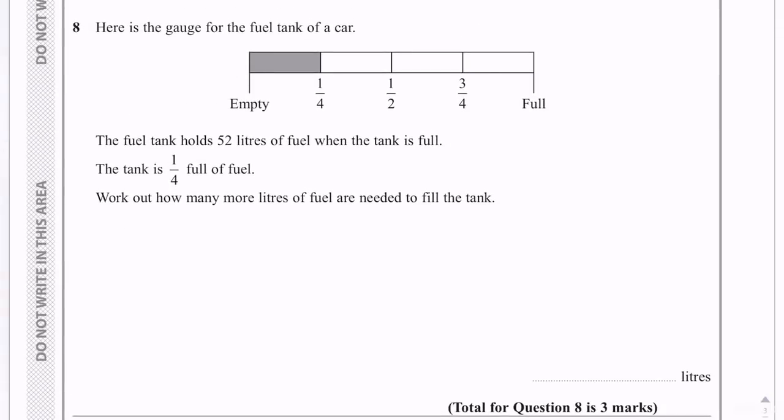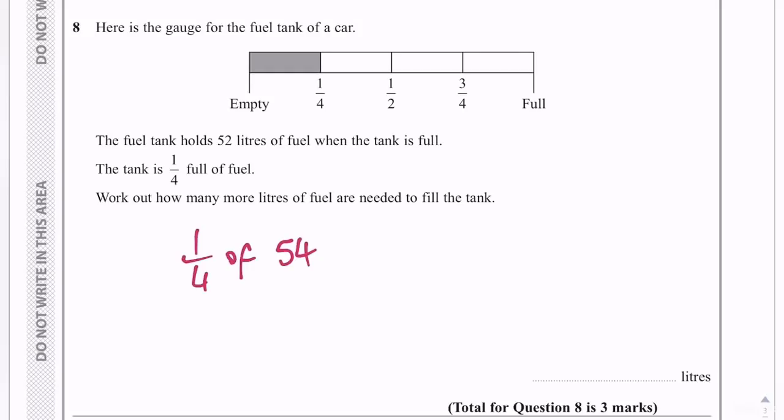We have a fuel tank in a car and there's a gauge for it. The fuel tank holds 52 litres of fuel when it's full. The tank is a quarter full. How many more litres of fuel are needed to fill the tank? Well, let's have a look. A quarter of 52. If we divide 52 by 4, what do we get?